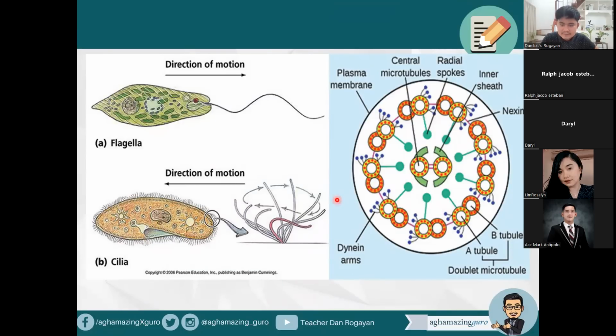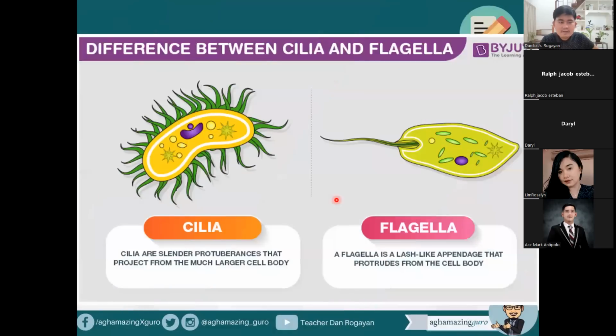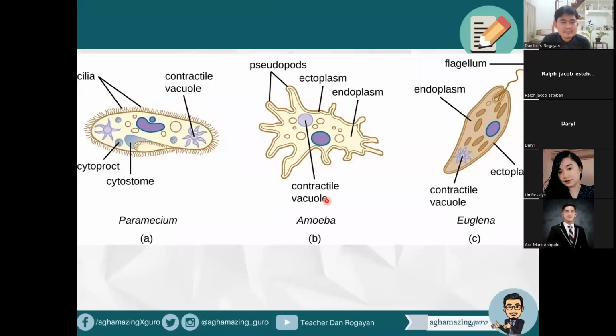And bacteria sometimes. We have here cilia are slender protuberances that project from the much larger cell body, while flagella is a lash-like appendage that protrudes from the cell body. Both are actually used for locomotion. Okay? So yeah, we have paramecium. There are cilia in paramecium for movement. We have pseudopods, pseudopodia in amoeba, and the flagellum or flagella in euglena.